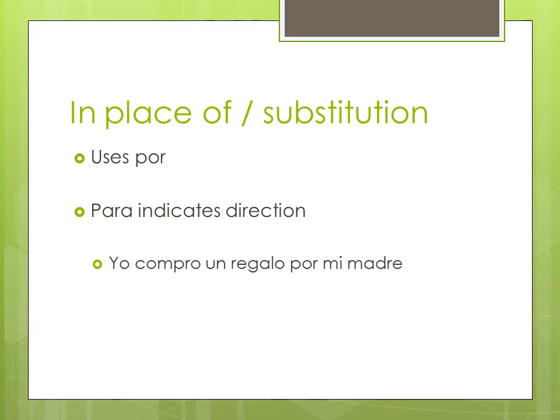Para indicates the direction. Now this is where we can get into some interesting comparisons. Very similar sentences, one word difference, completely different meanings. Yo compro un regalo por mi madre versus yo compro un regalo para mi madre. In the case of por mi madre, that would mean that maybe my mother is too busy, she can't buy a gift for my aunt for her birthday, so I go and buy it in place of her, a substitution.